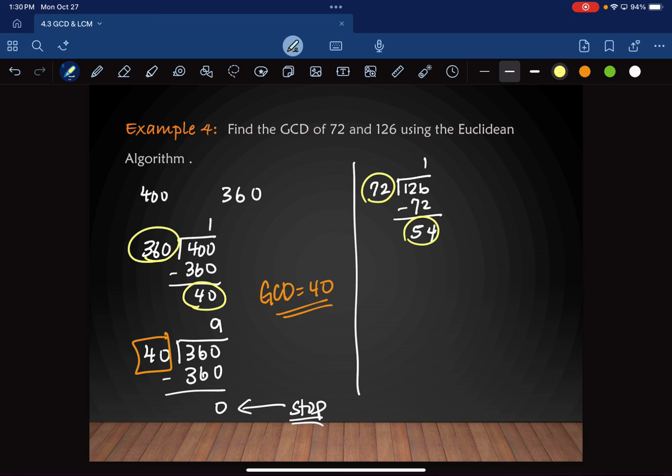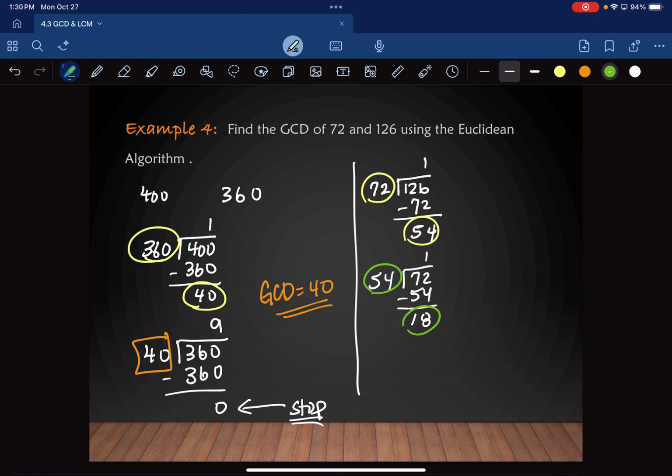These are the two numbers of consequence: the number on the outside of the division and the remainder. It's always big divided by small. The big one's the 72, so that goes underneath the division bar. The smaller one's the 54, so it goes on the outside. How many 54s are there in 72? 1. 1 times 54 is 54, and if I subtract, I get 18.